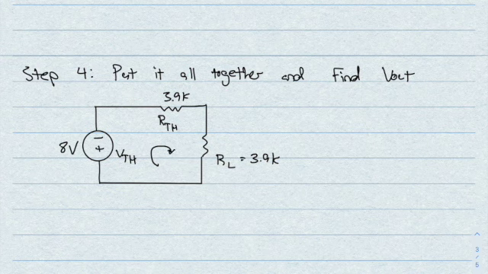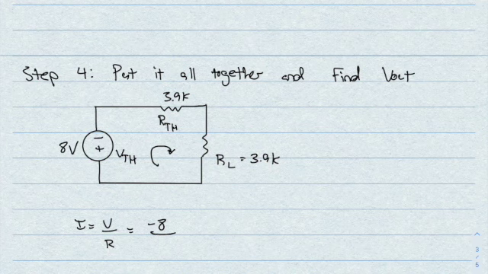So I equals V over R. This is going to be -8 over, what's 3.9K plus 3.9K? Let's get out my calculator. This is 7,800. So that's -0.001 amps. That is, yeah, that's going to be -1 milliamps.